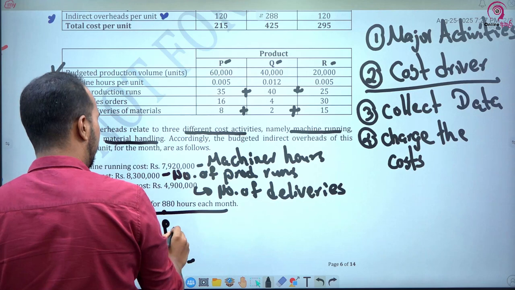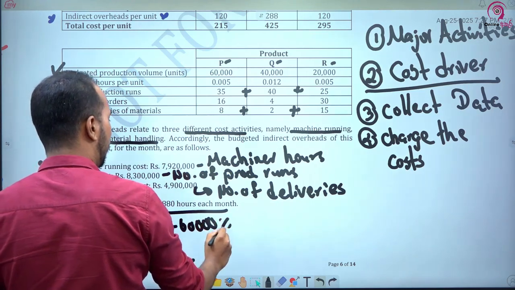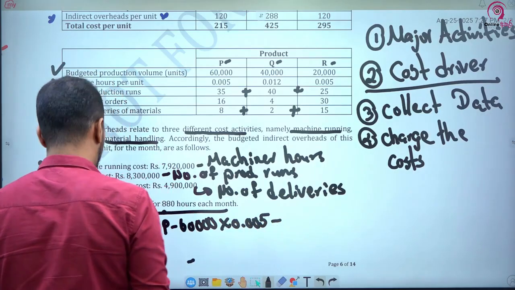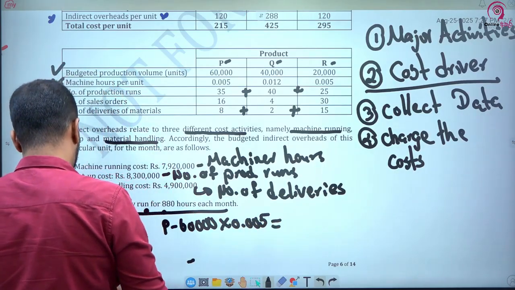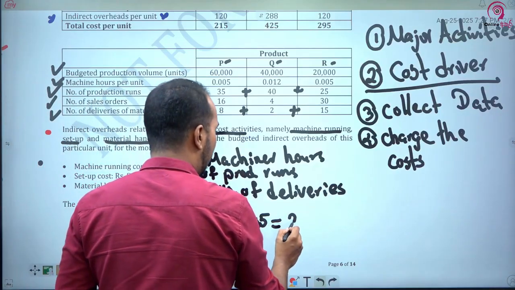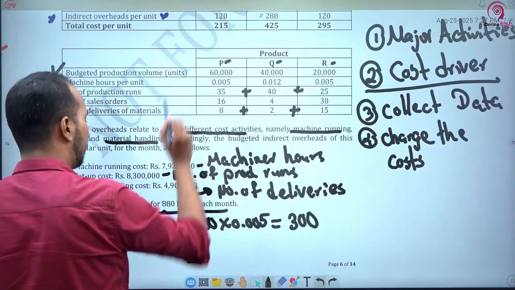60,000. If I take it here for P, it is 60,000 multiplied by 0.005. So how many hours you can take? 60,000 multiplied by 0.005 means you need 300 hours. You need 300 hours for product P.